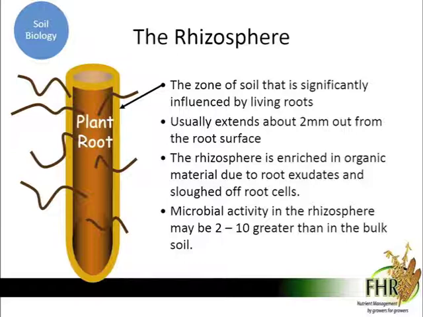The rhizosphere is enriched in organic material due to the root exudates and sloughing off of those root cells. Microbial activity in the rhizosphere may be 2 to 10 times greater than in the bulk soil. So when we look at that whole process in that root zone, those are critical nutrients around that root.